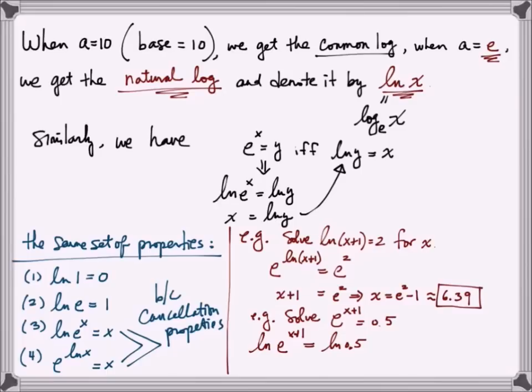Based on property number 3, the left-hand side simply becomes x plus 1, and the right-hand side is just going to be a number, that is, the natural log of 0.5. So to solve this, I would get the natural log of 0.5 and then minus 1. The calculated response comes out to be negative 1.69.